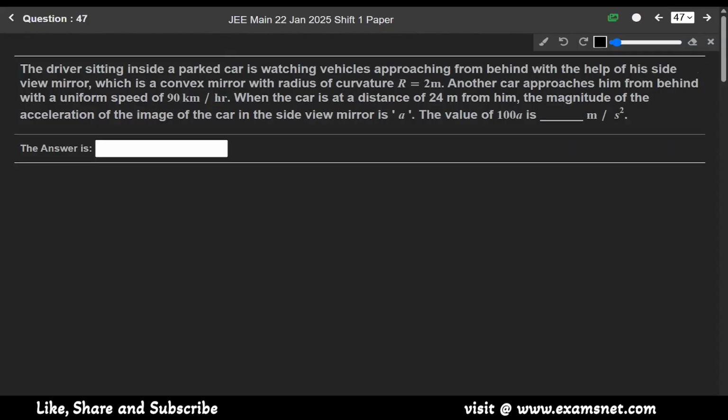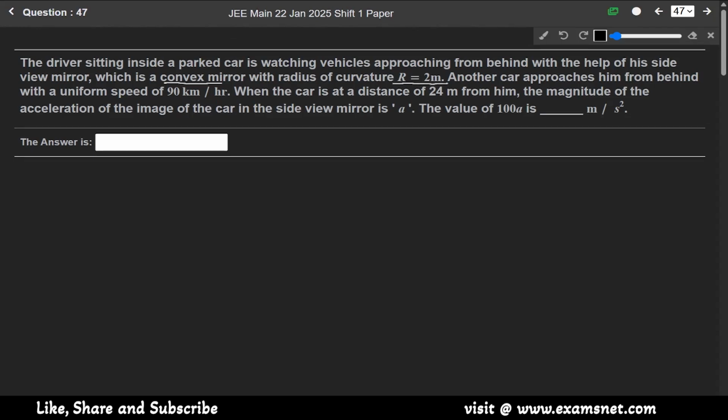Now the next question is 47. The driver sitting inside a parked car is watching vehicles approaching from behind with the help of his side view mirror, which is a convex mirror with radius of curvature R equals 2 meter. Another car approaches him from behind with a uniform speed of 90 km per hour when the car is at a distance of 24 meter from him. The magnitude of the acceleration of the image of the car is this. So we have to find the value of 100A.